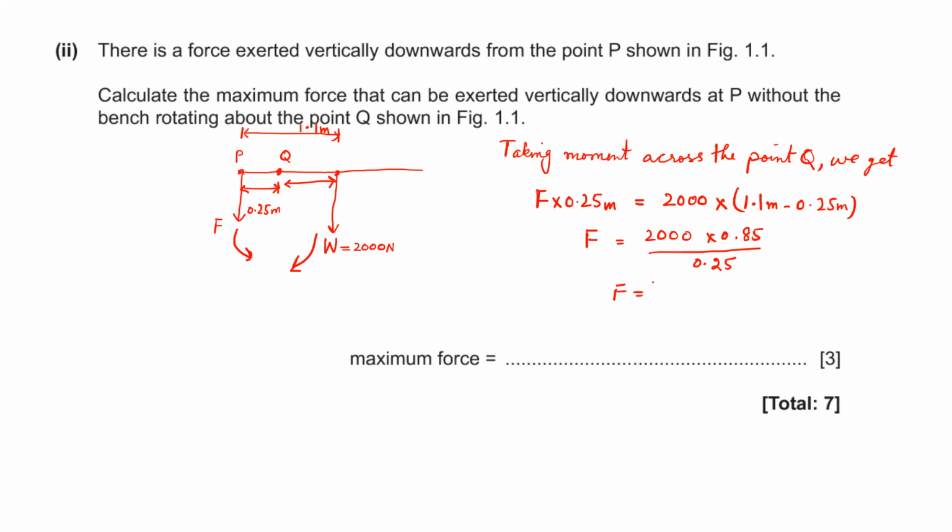We are going to calculate this force. This force will be equal to 6,800 newtons, or 6.8 kilonewtons. So the maximum force that we can exert at P, acting downwards, is 6,800 newtons, equal to 6.8 kilonewtons. Remember, do not forget to write the units in your answer. You may lose some marks if you miss this point.